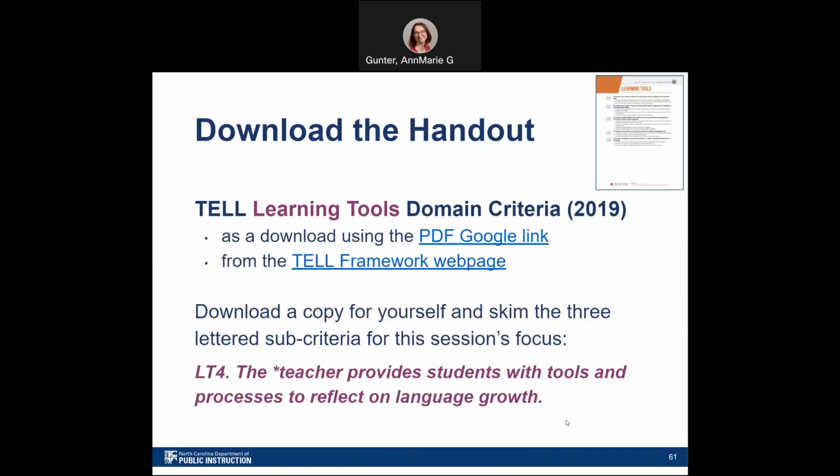As before, since we're going to focus on the Learning Tools domain criteria, I want you to download that either from our DLI webinar series Canvas Hub where it's posted, or from these slides if you've got the slides up and you're going through them, or even from the TEL framework webpage itself where all of the TEL domain criteria materials are posted. So download a copy for yourself and skim the 3 lettered subcriteria for this session's focus. Remember, LT4 is the teacher provides students with tools and processes to reflect on language growth. Pause this recording for as long as you need to download the handout and get it ready to use.